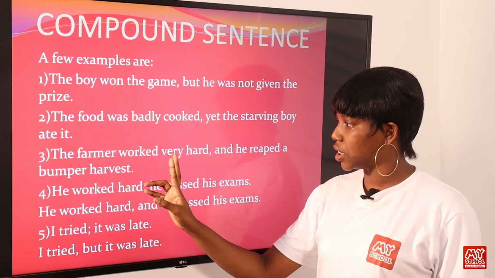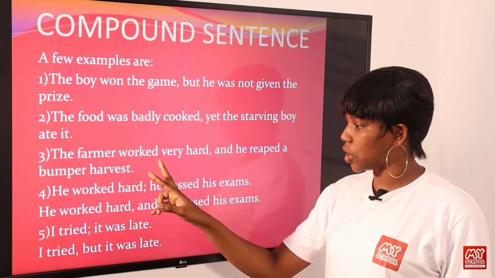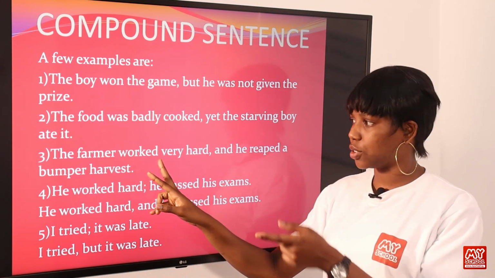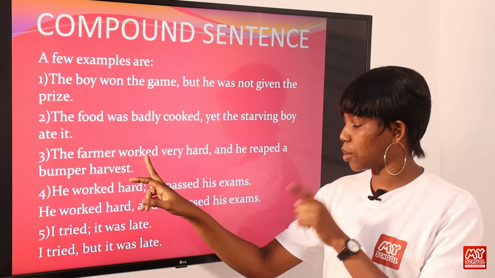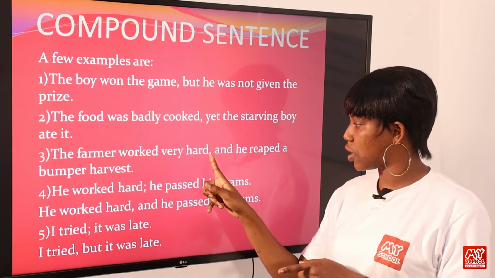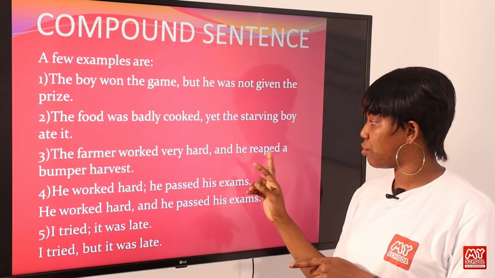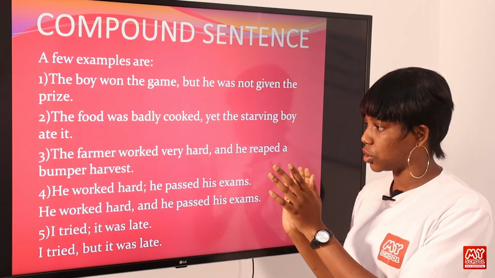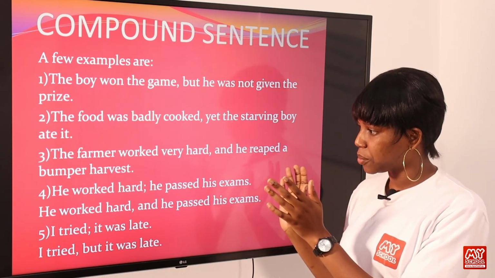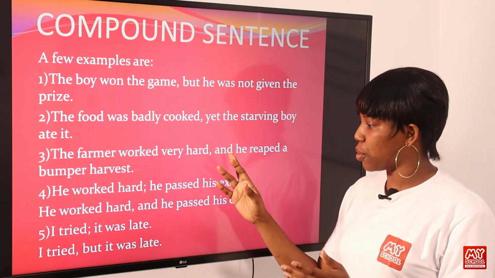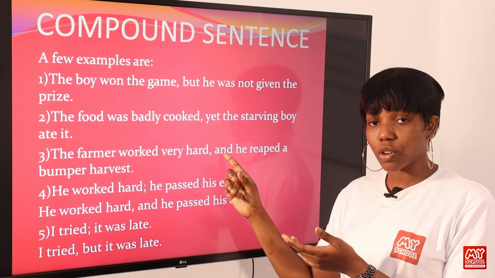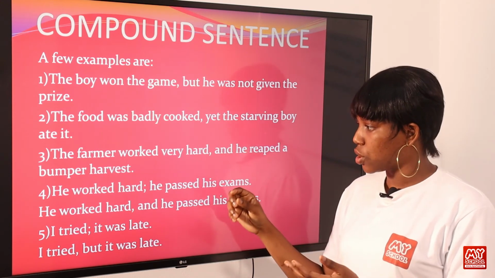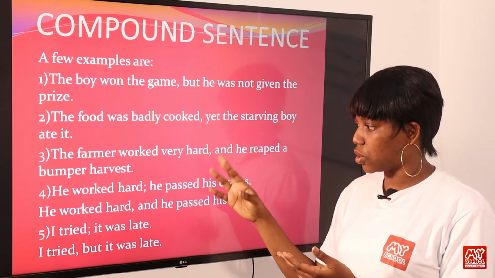So you can see the difference between this sentence structure and the one in the simple sentence. The farmer worked, this is a subject-verb combination. You can see a comma here, and he reaped, another subject-verb combination. So these are 2 clauses in an expression. So this is a compound sentence. We also said that we can use a semicolon in place of a coordinating conjunction. So you can either use a coordinating conjunction or a semicolon.